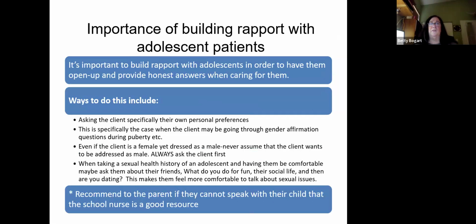Trying to work with adolescents, we think that it was harder with toddlers and preschoolers, right? I think adolescents are just as difficult. Many of them shut down. They don't want to talk to you. You're an adult, you're authority, and they don't want to talk and tell you things. So we have to build up some rapport somehow.